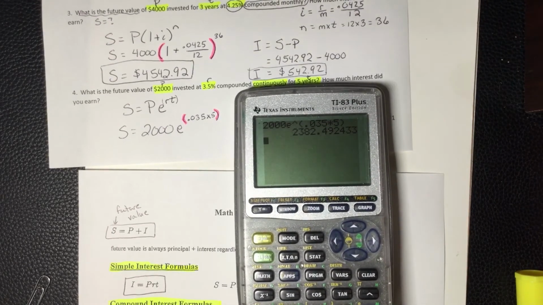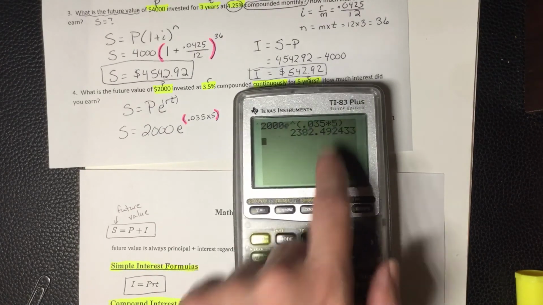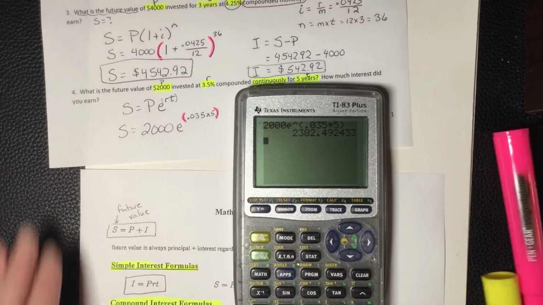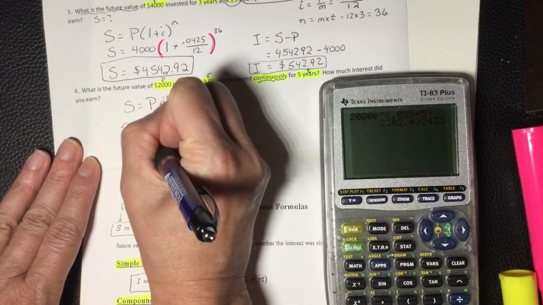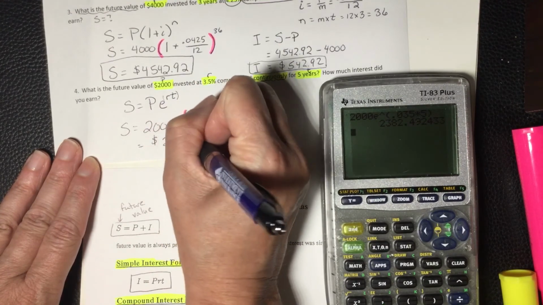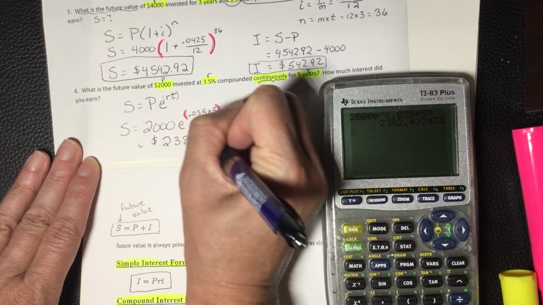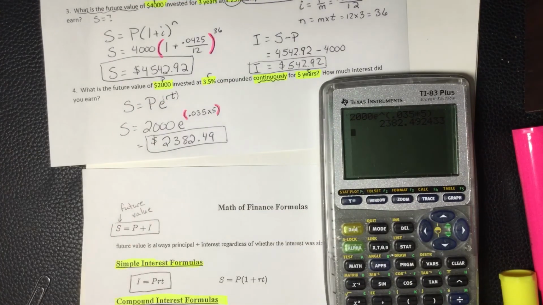Okay, so here's our future value. We have $2,382.49. We're not going to round the 9 up because there's a 2 next to it. All right, so that's going to give me, move that over, the future value. So remember, the future value is going to be what you invested plus what you earned in interest. All right, so there's the future value.